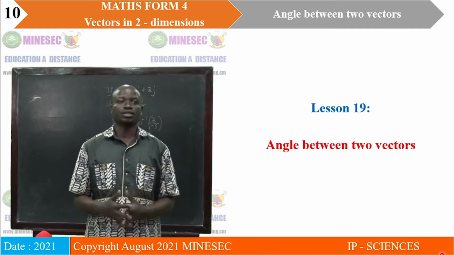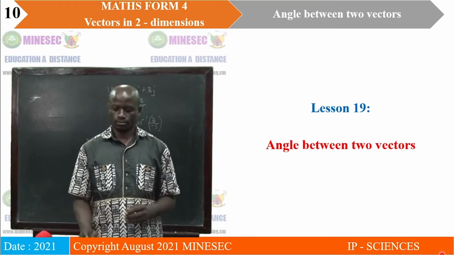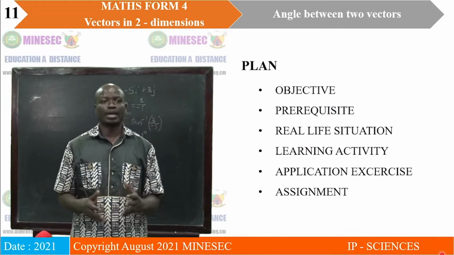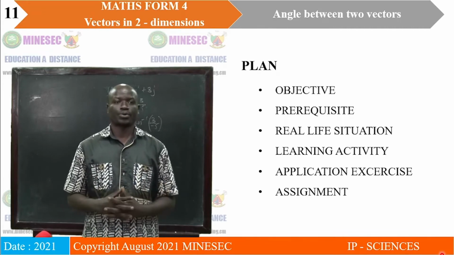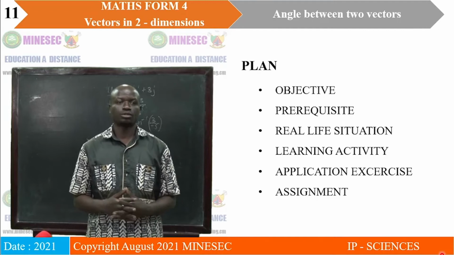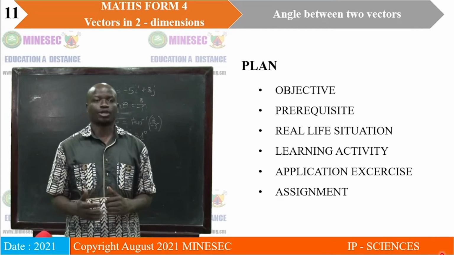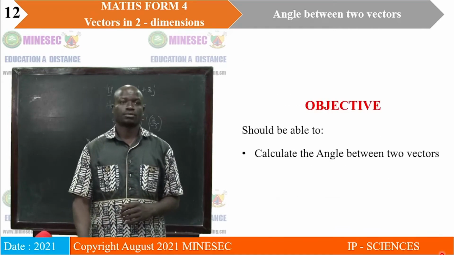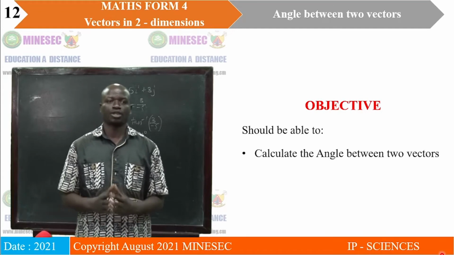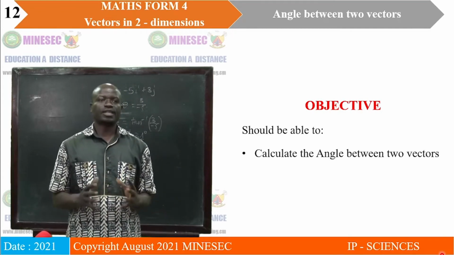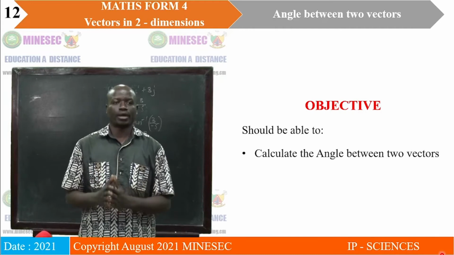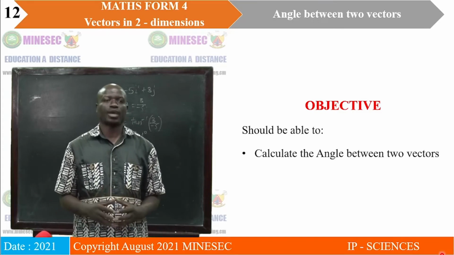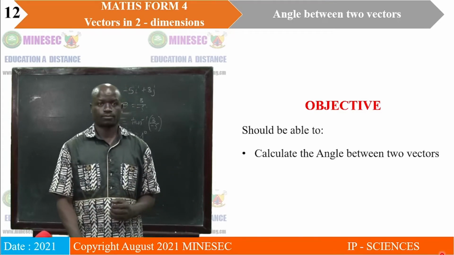So lesson 19 is the angle between two vectors. In this lesson, we'll follow this plan. We'll start with the objective of the lesson. We'll get to prerequisites, real life situation, learning activity, application exercise, and then we'll wrap up the lesson with an assignment. Let's get started by looking at the objective of the lesson. This lesson has a lone objective that by the end of the lesson, the learner should be able to calculate the angle between any two given vectors.